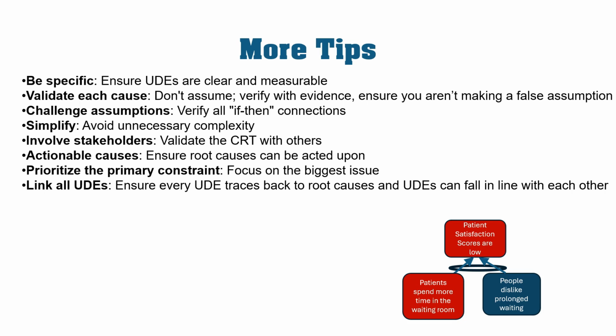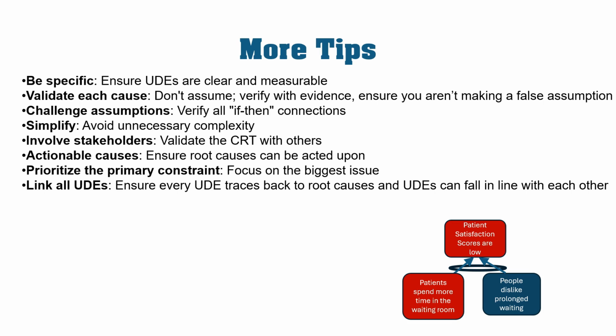Involve your stakeholders to validate your CRT with you. Make sure that you have actionable causes as your root causes. That will ensure that everyone can focus and actually get some work done on that root cause. You want to prioritize the primary constraints, so focus on the biggest issue that comes out of your entire tree. And at the end of the tree, how you know you're done is you've linked every UDI and it traces back to a root cause.